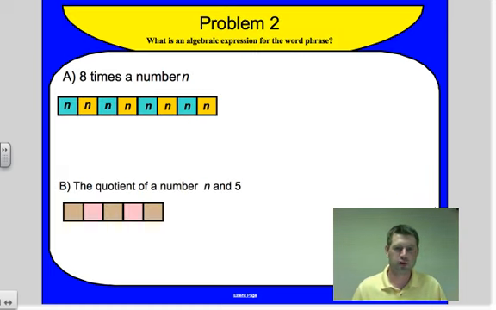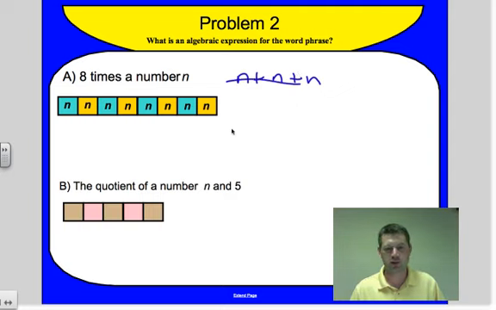Problem number 2, what is an algebraic expression for the word phrase? Okay, so we have 8 times a number n. And so just to give you a little visualization here, put in your notes, and I put here 8 boxes. You're going to have to add in the n's, but there's 8 n's. So how else can we represent that? Well, some people say we can say n plus n plus, well, I'm already getting tired of doing that. So forget doing that. What we're going to say is, how about we put 8 times n, okay, since we're using this times. Okay, so 8 times a number.